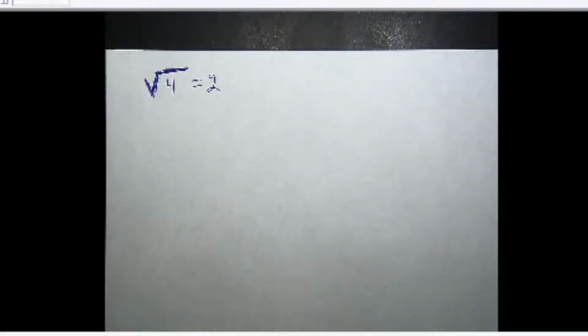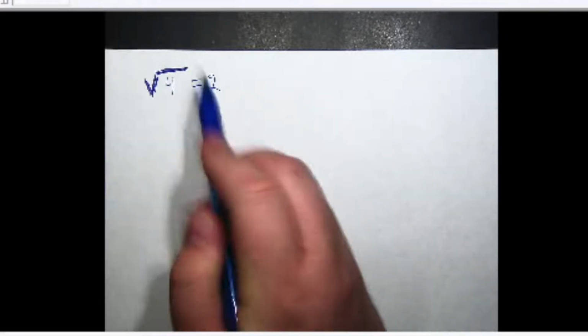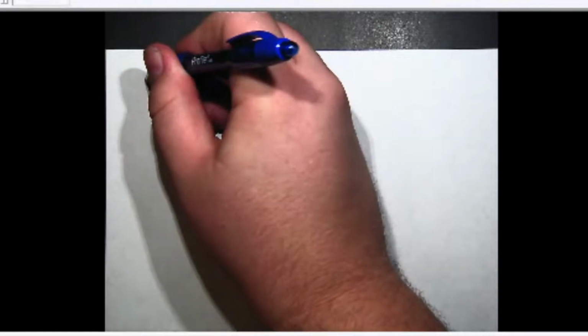Neat. I like that. Okay, so what we're looking for when we have a square root is what times itself equals the number underneath that root. And if you don't see a number in the crook here, it means it's a square root. But we can also have a 2 there to represent a square root.